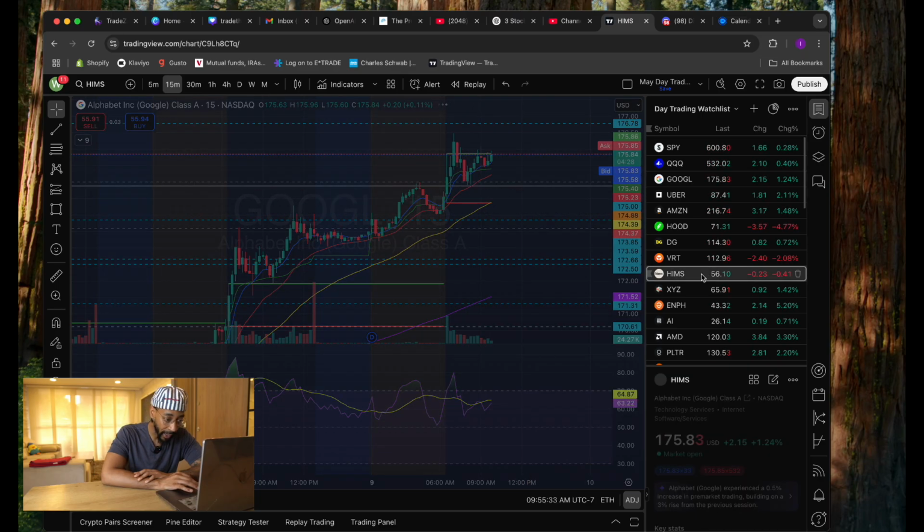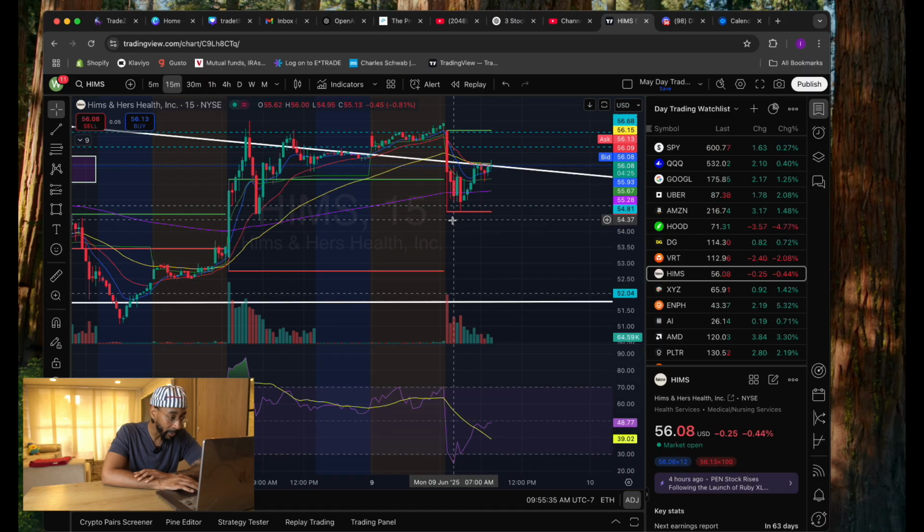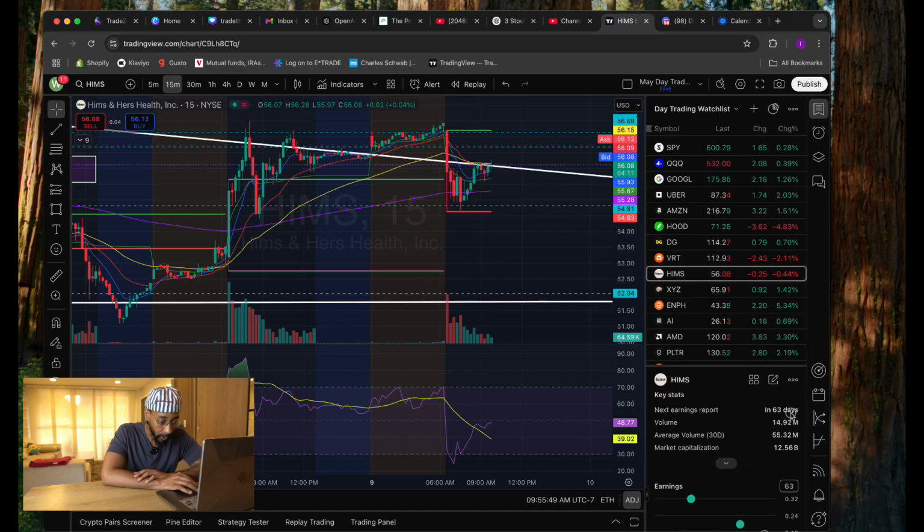When you see things like this, where the stock came down and then just goes up and down, this is not where you really want to take trades when we're talking about being able to read price action. And then we also have something called volume. Volume today was very low. This had a volume of 14.9 million, but its average is 55 million. That's a lot lower than what it usually is, and that's why we have a lot of choppiness going on.